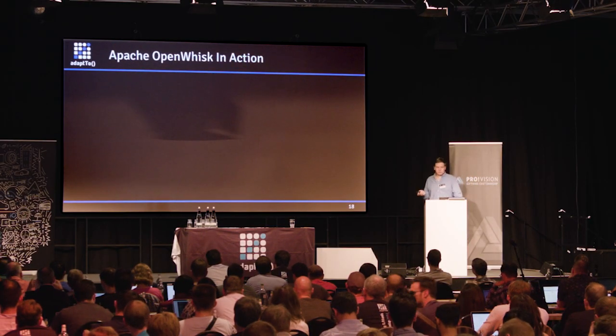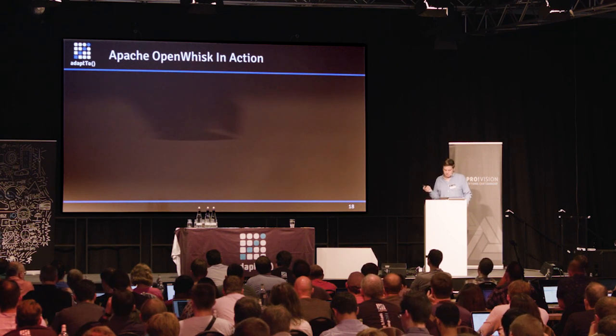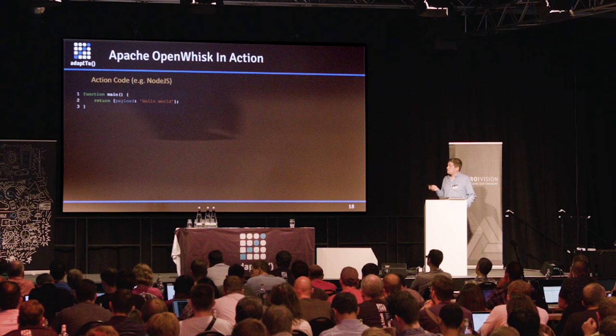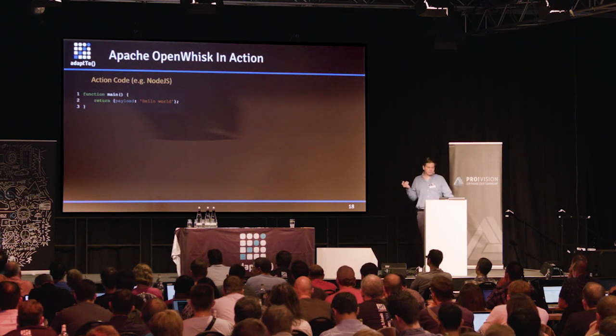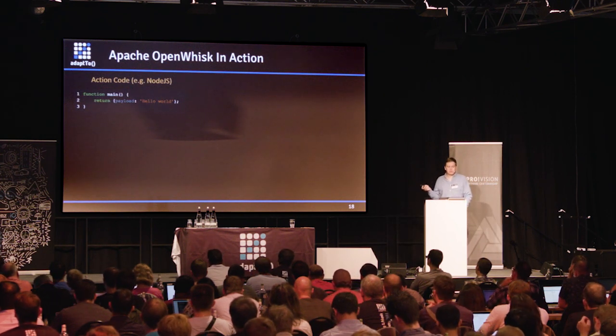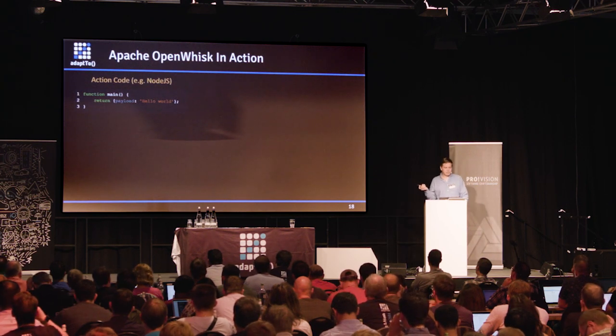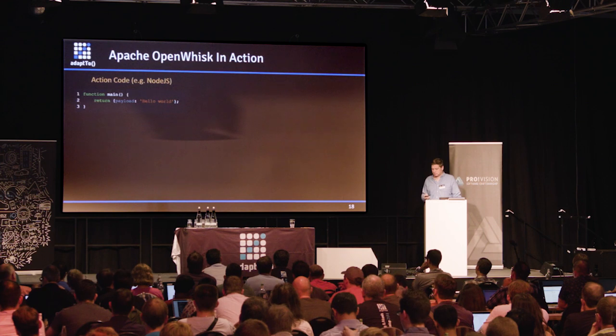So how does it work? This is a simple Apache OpenWhisk example. It's a very simple, minimal piece of code, in this example in Node.js. You write a simple JavaScript. You've got a main function that's your entry point by default. It can get parameters, though in this example it doesn't even get them. And it just returns a JSON object, which is the result of the action. In this case, it just returns hello world.